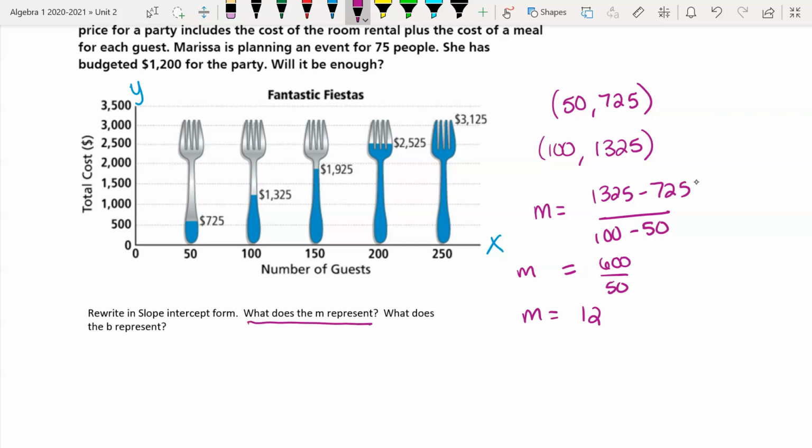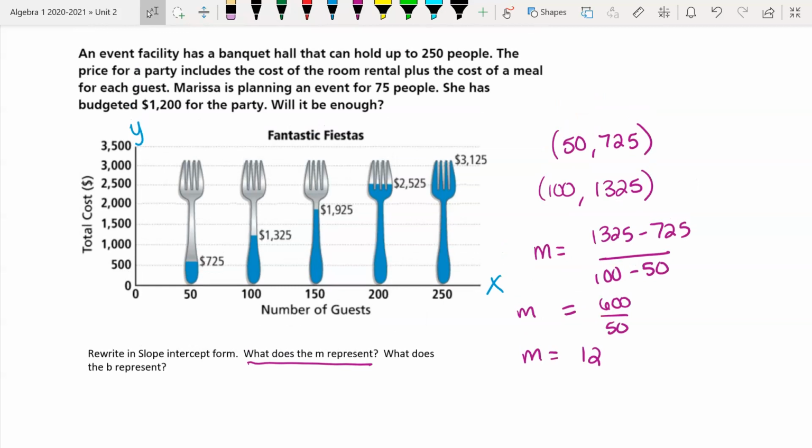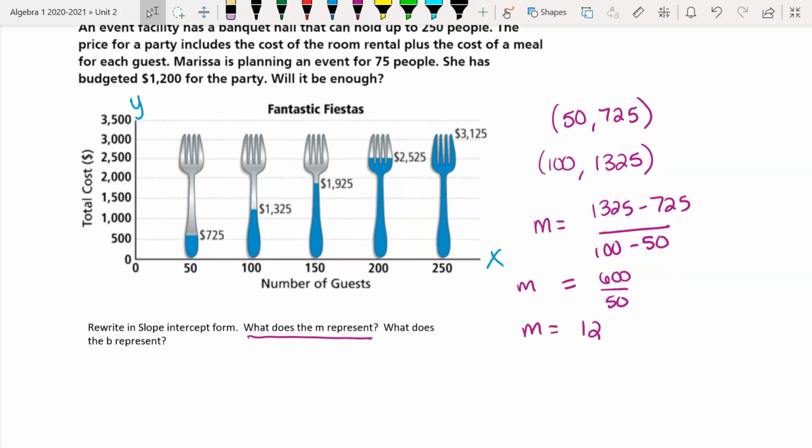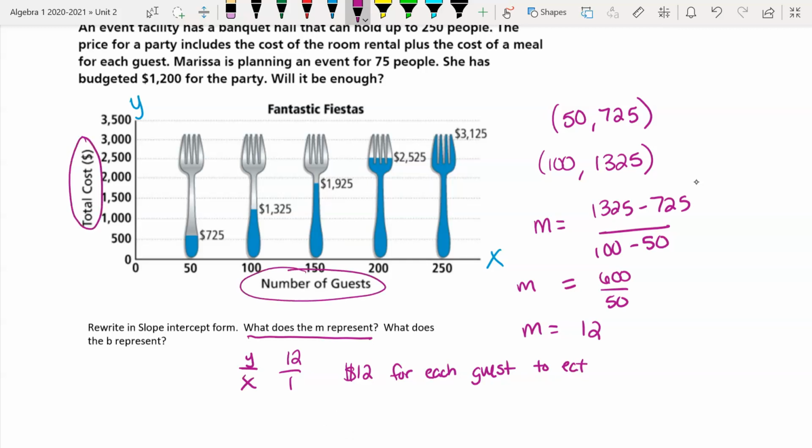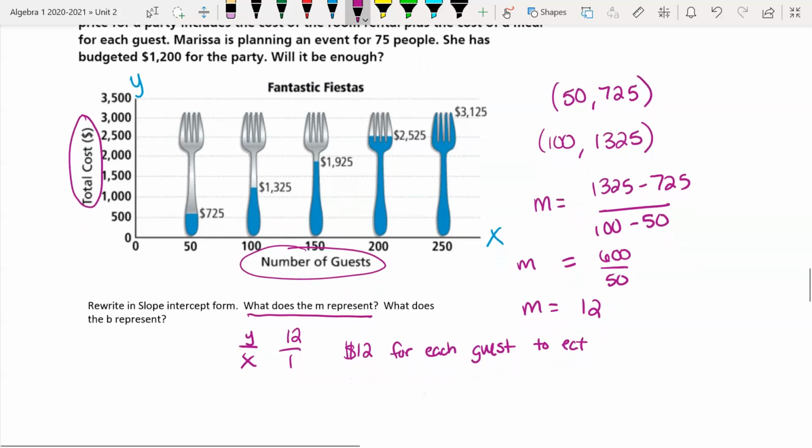So then it asks, what does your slope represent? Well, you have 2 options. It says the price for a party includes the cost of the room rental plus the cost of a meal for each guest. Well, think about it. Slope is going to be 12 over 1. So that's going to be something to something. What that means is it costs $12 for each guest to eat. Remember, it's your y over your x, right? My y is cost. My x is guest. Okay? So that's what slope represents.